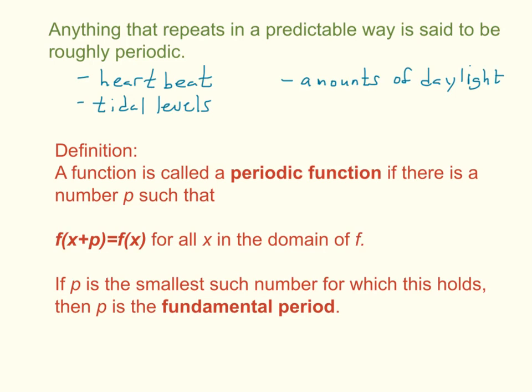Okay. Definition: a function is said to be a periodic function when there is a number p such that f of x plus p equals f of x for all x in the domain of f. In other words, this is a graph that can be shifted left or right a certain amount, and the graph would then fall right back on itself.